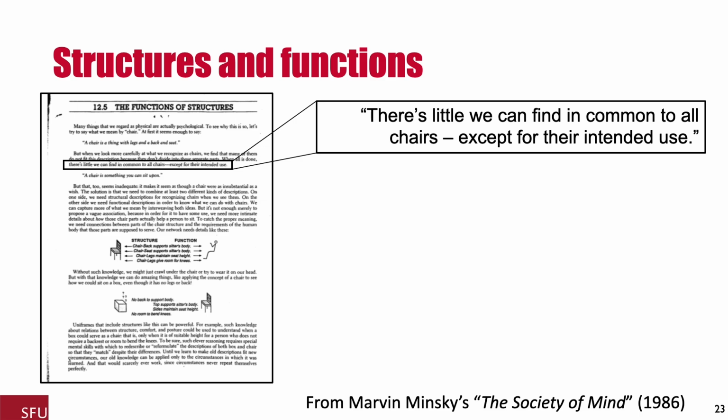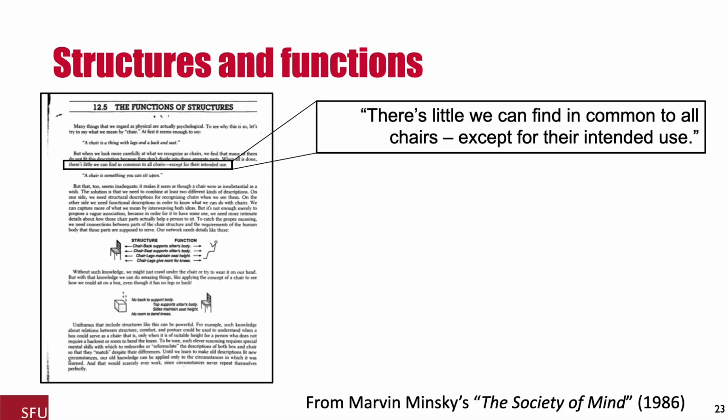So this was a quote from one of the prominent papers in CVPR, I think it's 2011. Some people may know it's called "What Makes a Chair a Chair." There's this quote, "There's little we can find in common to all chairs except for their intended purpose." So I actually went really seriously back to check whether the quote was accurate and which book it was from. It was from this 1986 book called Society of Mind by Marvin Minsky. Some people refer to him as the father of AI.